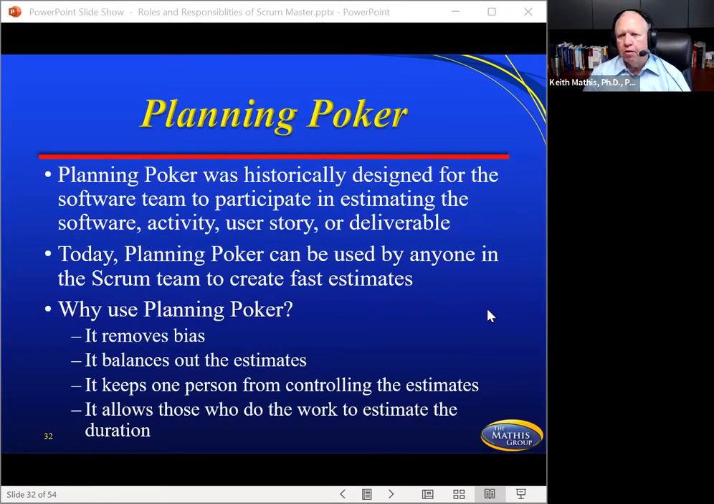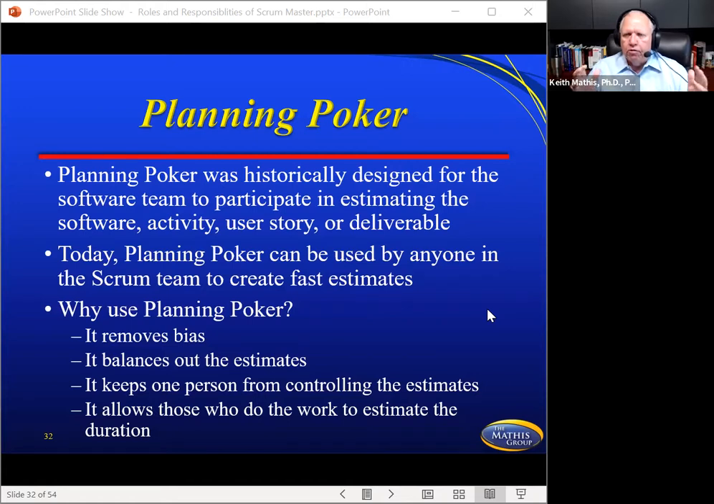Of course, no matter what book you look at in the area of Agile or Scrum, they're going to talk about planning poker. Historically, it's designed for a software team to participate in estimating the activity, the user story, the deliverable, whatever it is. You might write something down on a sticky of how long you think something is, or you might use the Fibonacci cards, very common in planning poker. But the whole goal behind any of these is not just to use a tool. The whole goal is to reduce bias.